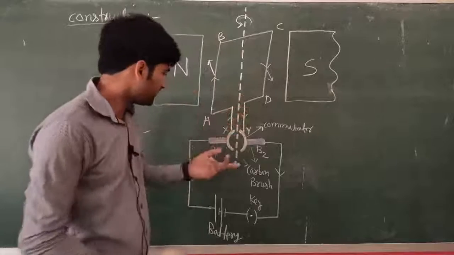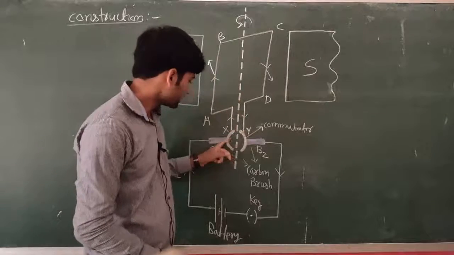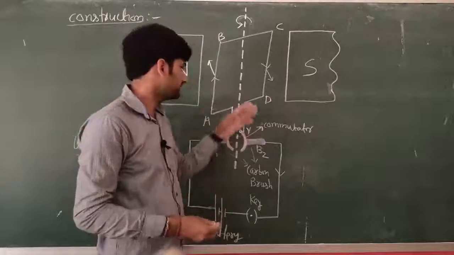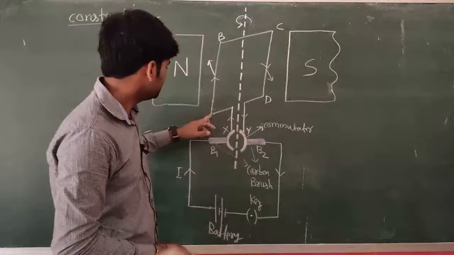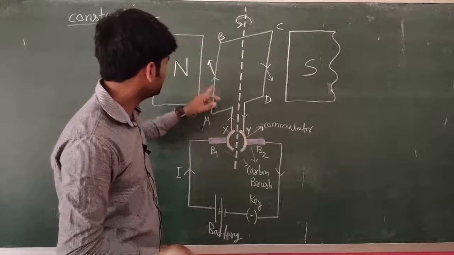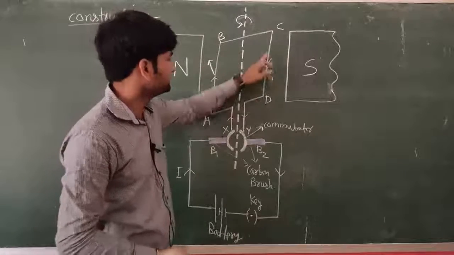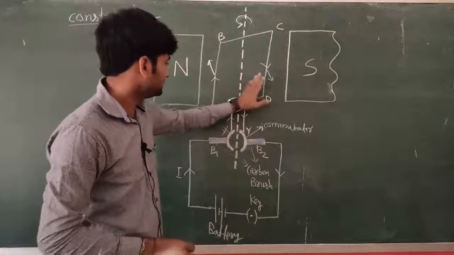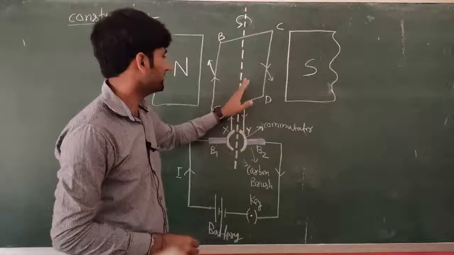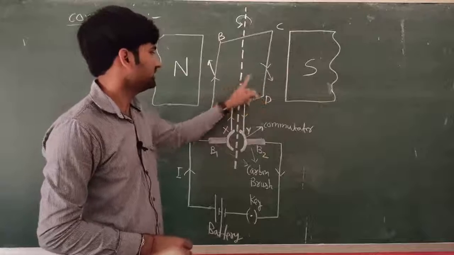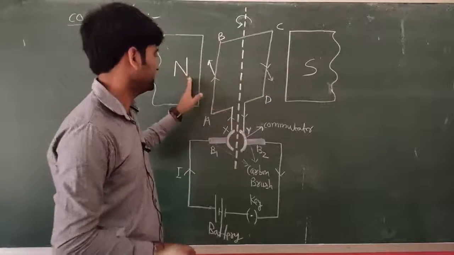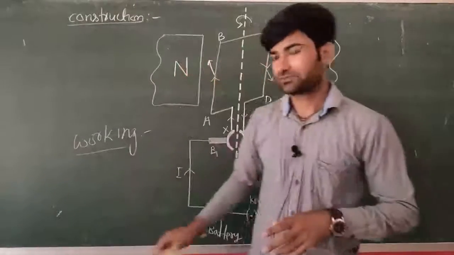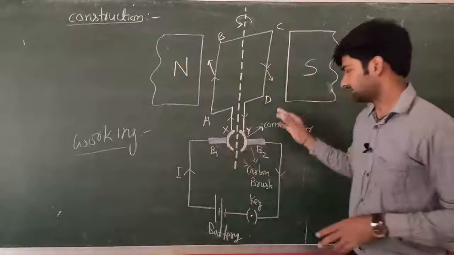Okay, after half rotation, the commutator reverses the direction of current, and the direction of current in AB and CD reverses, and finally this rectangular coil rotates continuously in this magnetic field. Okay, this is the main working of electric motor.